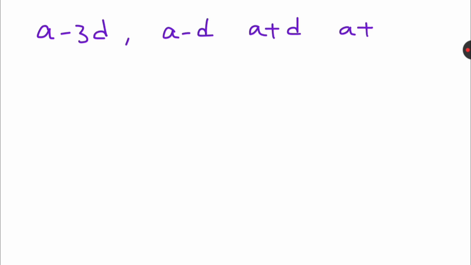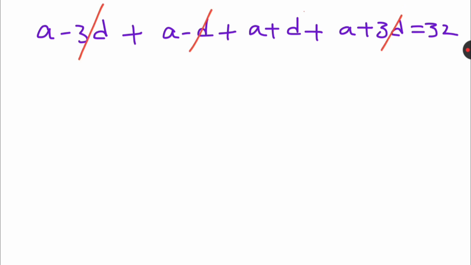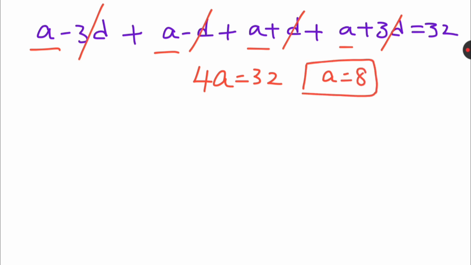In the second method, we are going to take the 4 consecutive numbers as a minus 3d, a minus d, a plus d, a plus 3d. What they have given is that the sum of these numbers is 32. Now observe here, minus 3d plus 3d gets cancelled, minus d plus d gets cancelled, and what are we left with? Only 4a. 4a is equal to 32. If 4a equals 32, then a equals 8. Immediately we got the a value.